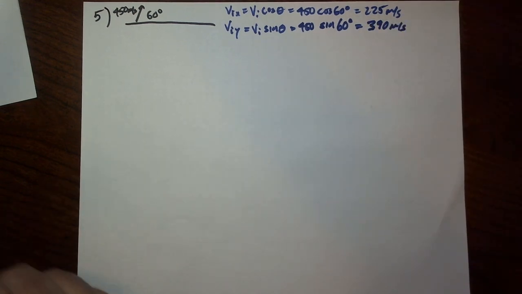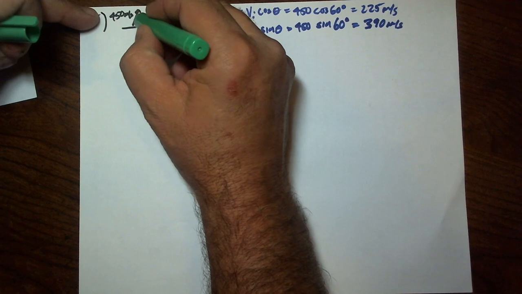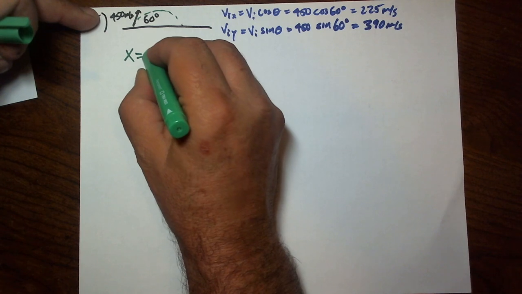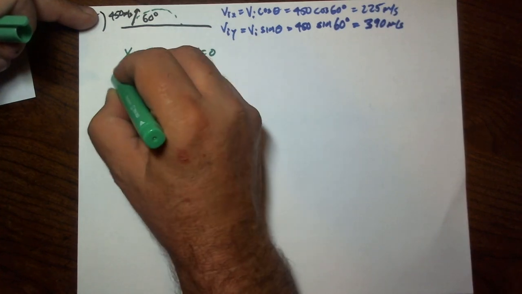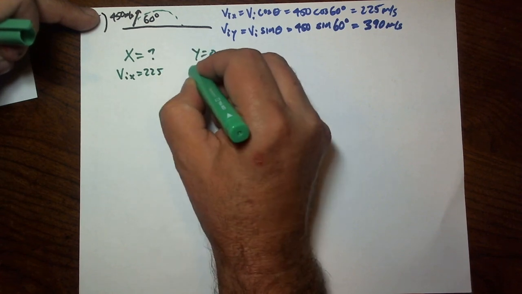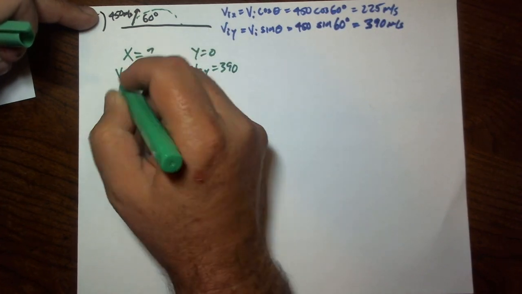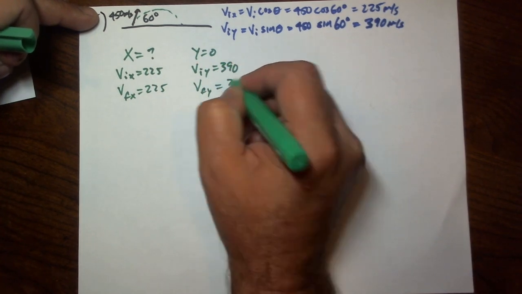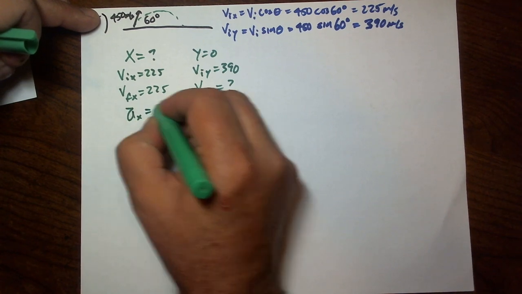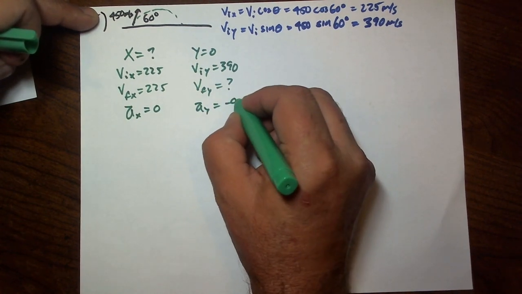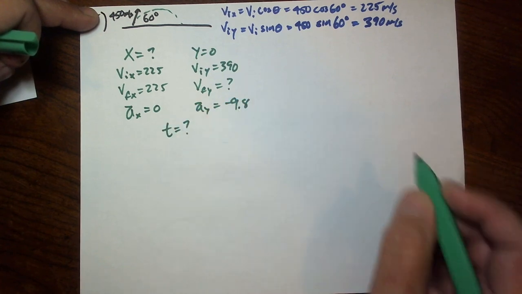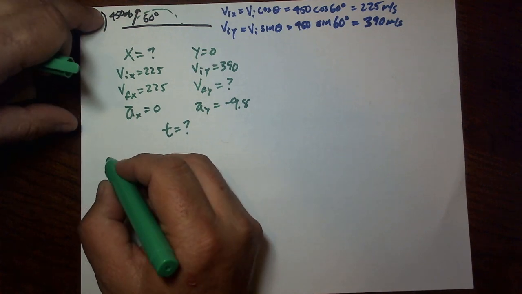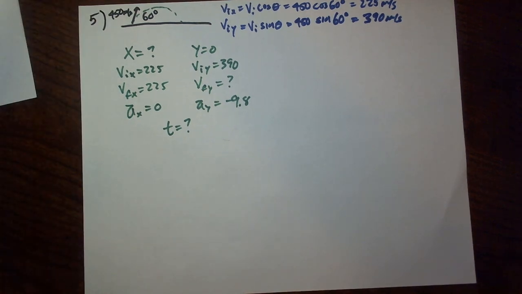So now we could fill out our list of knowns and unknowns, and this is for the entire trip, not the halfway. X equals, I don't know. Y equals 0. VIX equals 225. VIY equals 390. VFX equals 225. VFY equals, I don't know. AX equals 0. And AY equals minus 9.8. T equals, I don't know. What we would do under these circumstances typically is solve the Y Swiss Army equation, and we would use that to get the time. So let's do it.